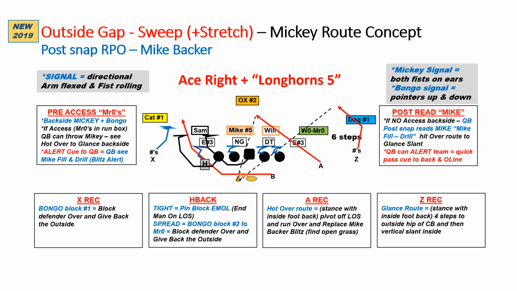You can see here now we've got some simple and sound and consistent route concepts with overlapping routes being used. And the nice thing is the receivers are locked into these route rules regardless of 2x2 or 3x1.